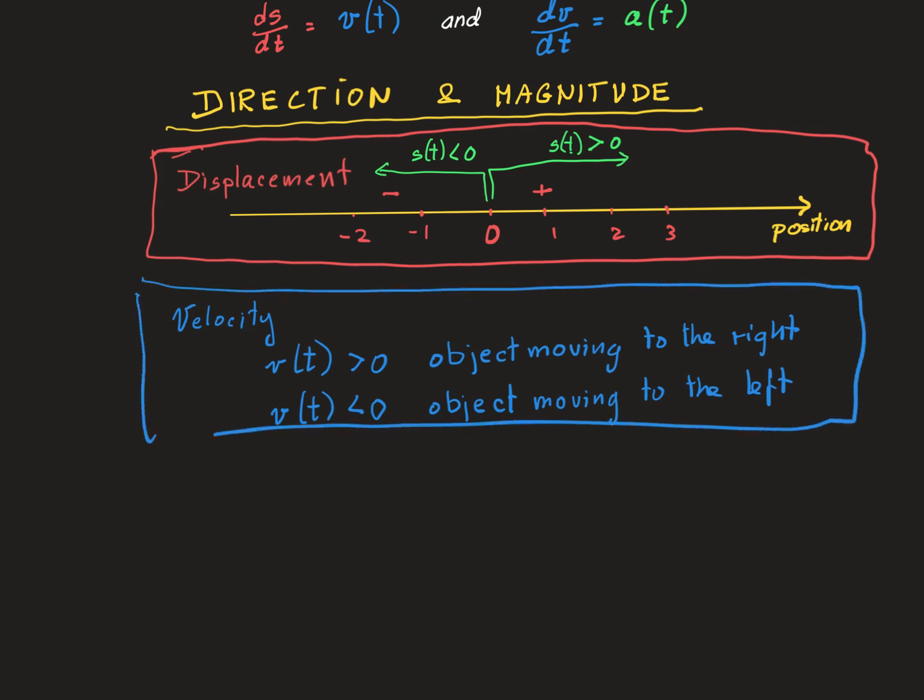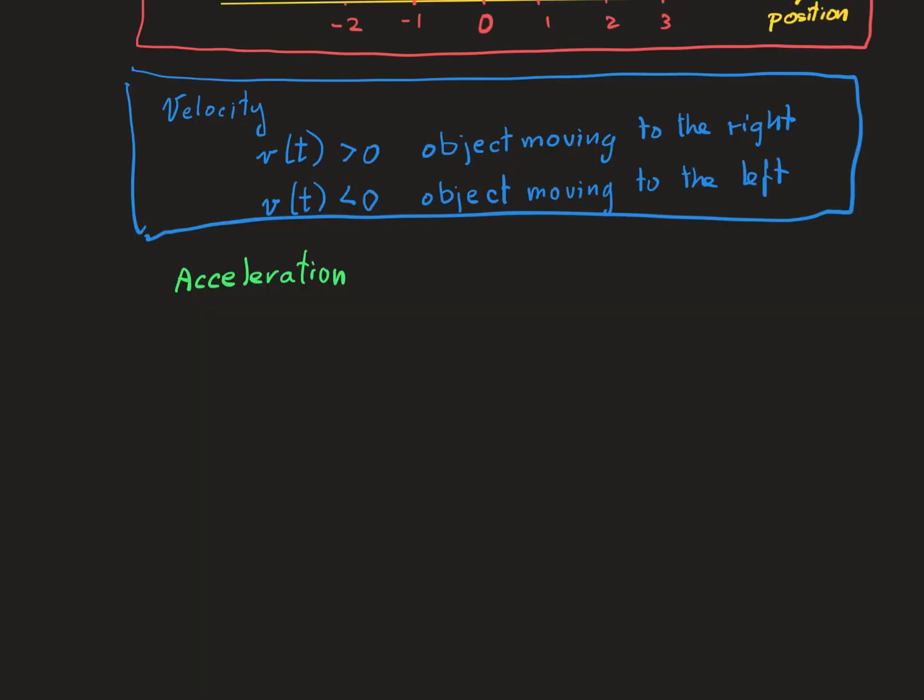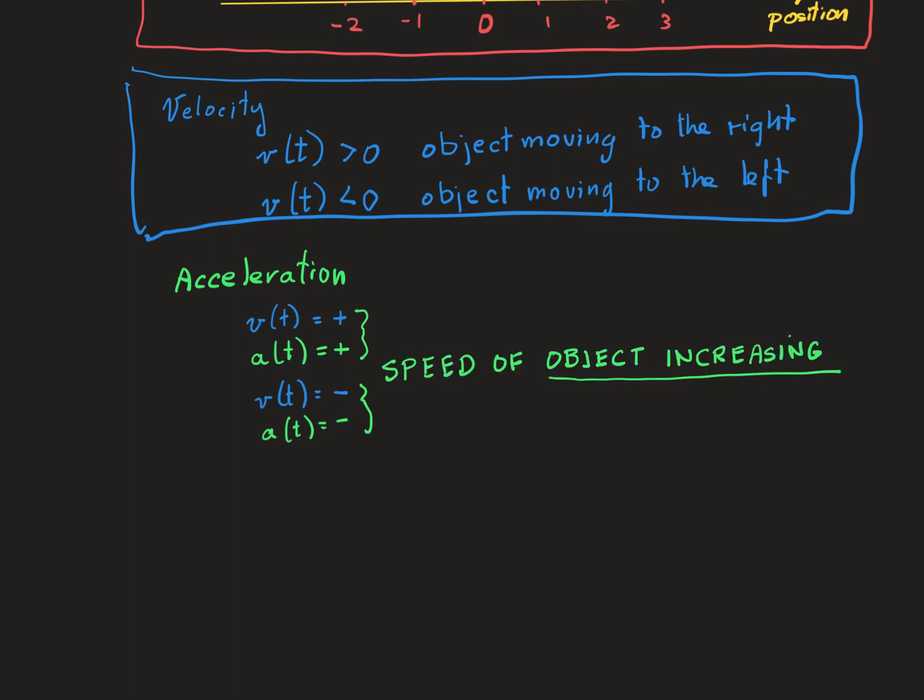And now we need to also describe the magnitude and direction of acceleration. It needs to be examined in relation to velocity. So if velocity is positive and acceleration is also positive, or if velocity is negative and acceleration is also negative, then in both of these cases we will find that the speed of the object will be increasing.